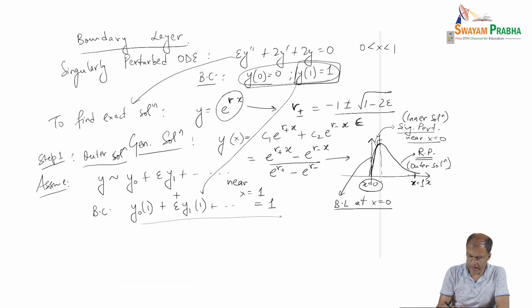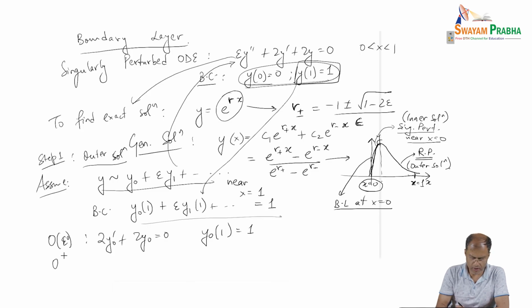So now we plug this form into our original equation, and we start to solve for order epsilon to the power 0. We see that 2y0' + 2y0 = 0, with y0(1) = 1. If we solve this with the initial condition coming from the expanded initial condition, we get that y0 is e to the power 1 minus x, which satisfies the condition at x equal to 1.